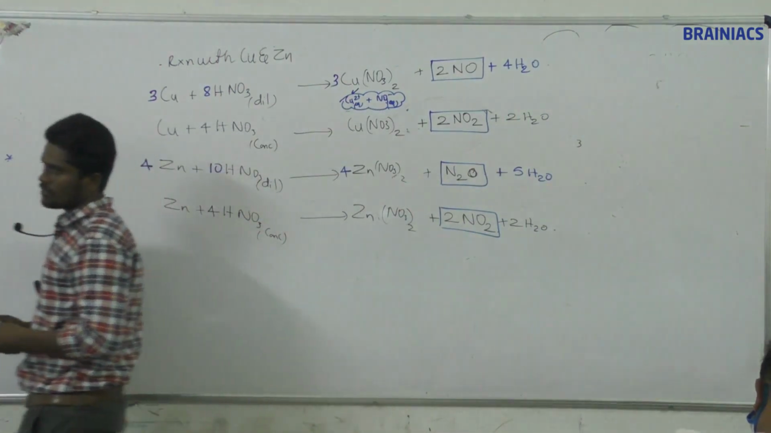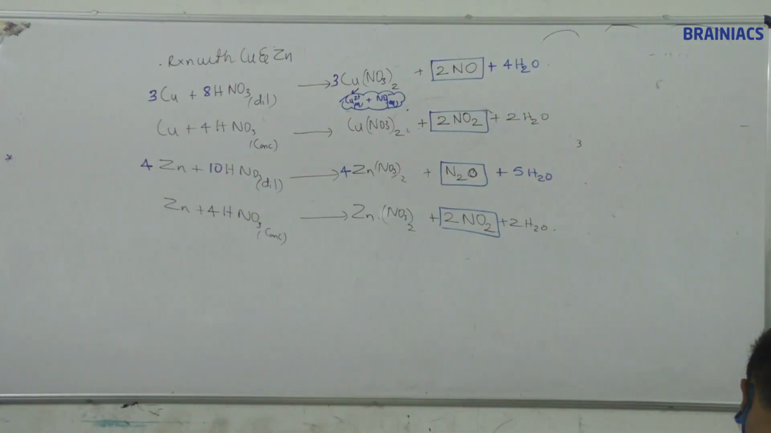Okay, so if it is concentrated HNO3, the gas evolved is 2NO2 and 2NO2. If it is diluted with copper, it gives 2NO. If it is diluted with zinc, it gives N2O.